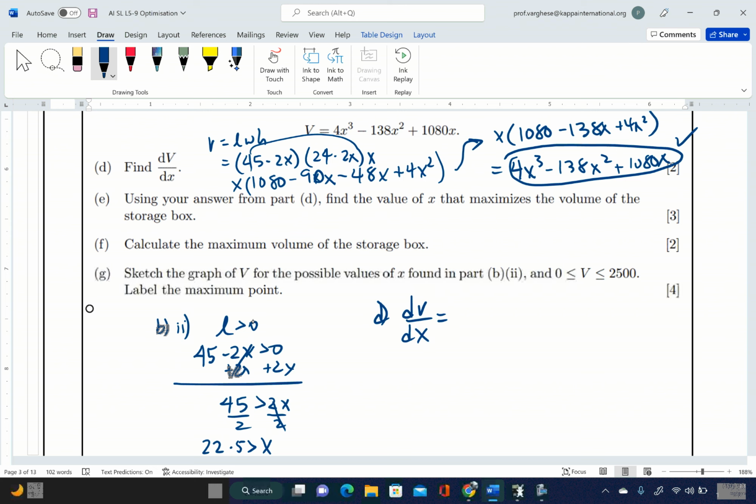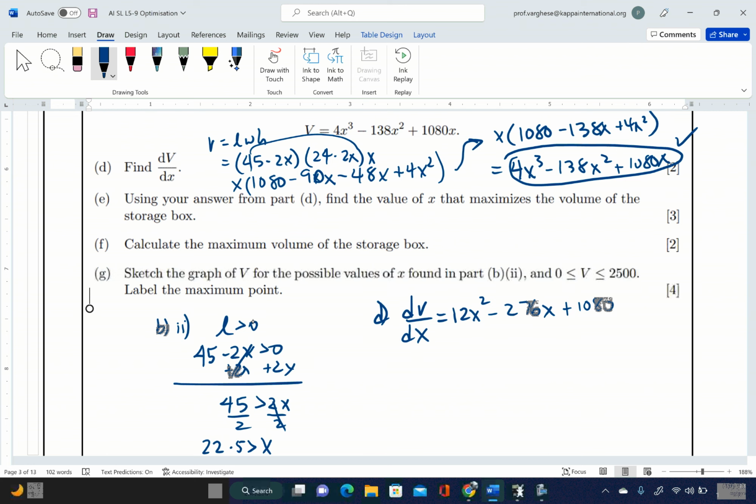So 3 times 4 gives us 12x squared. 2 times negative 138 gives me negative 276x. And this is just 180. So plus 1, no, 1080, my bad. Plus 1080. You can tell I'm getting a little tired, trying to do 2 videos in one. Anyway, all right, so we just differentiated. So that is part D.